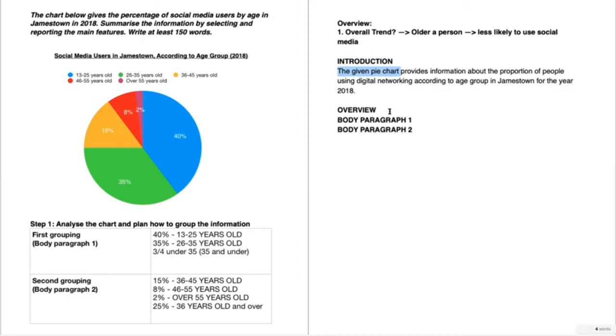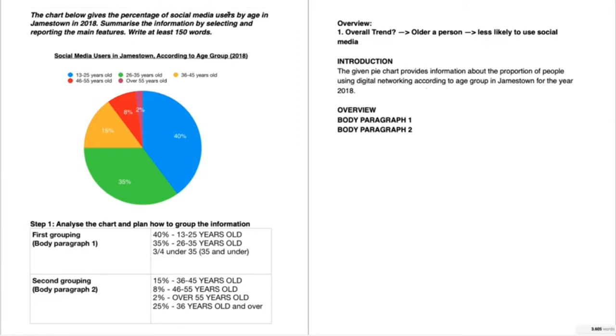But keep a tally of what is usually given to you so that you can reuse it in your own writing. Now it says in the writing prompt, gives the percentage of social media users. I have said provides information about the proportion of people using digital networking. And digital networking is not included in our prompt, but it's a synonym of social media use. And just from studying technology, which is a common topic on the IELTS exam, you should have these synonyms ready and up your sleeve, ready to be used. So don't be afraid to use synonyms here.